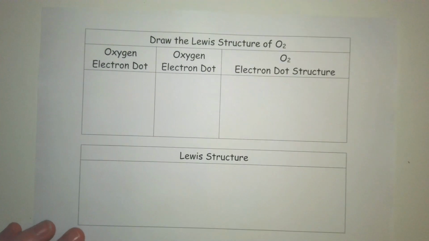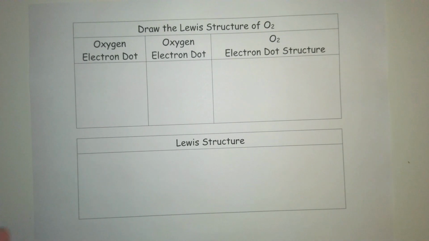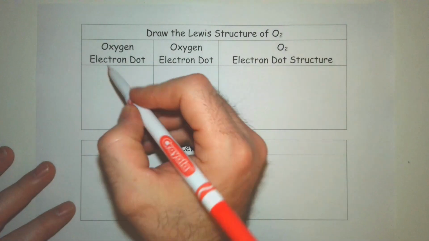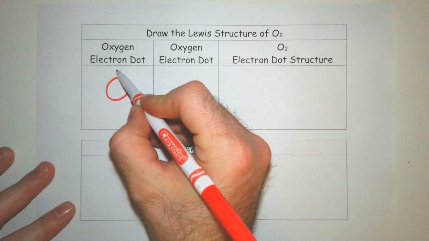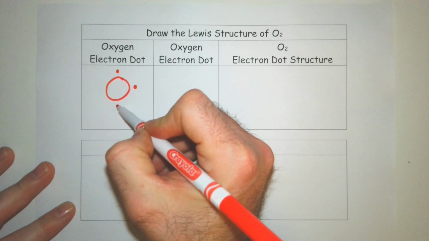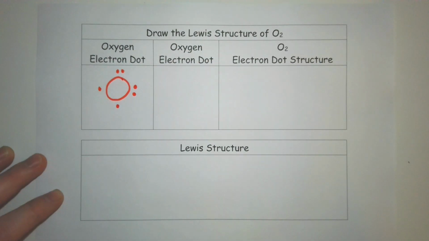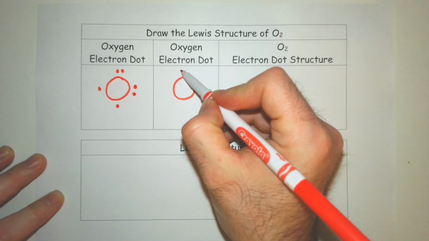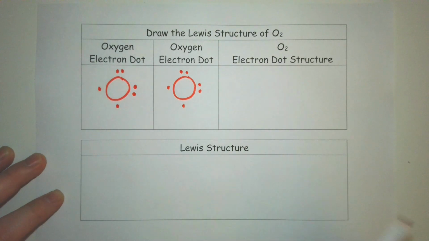I'm going to assume you already know how to determine the number of valence electrons from your periodic table. And so oxygen is a group 16 element, and it's going to have 6 valence electrons. So I'm going to go ahead and write the electron dot structure. So I have 1, 2, 3, 4, 5, 6 valence electrons. And I'm going to draw the other one also, just so we can visualize how many bonds it can make.